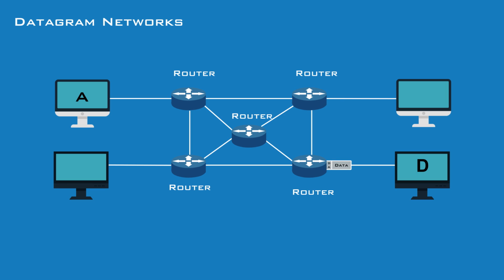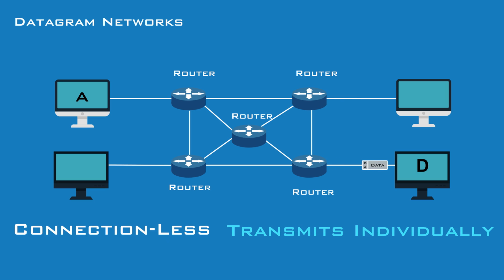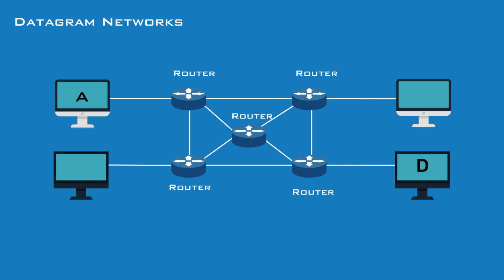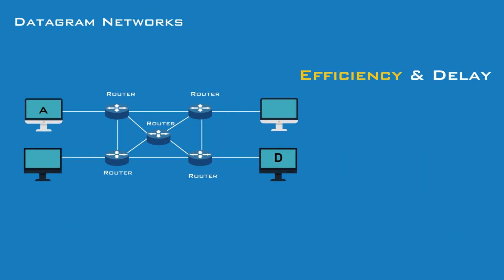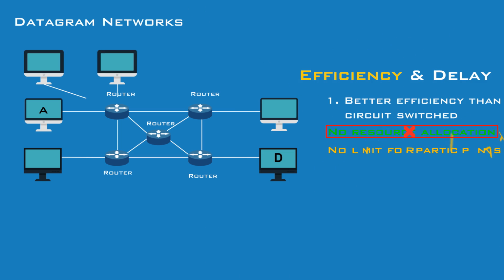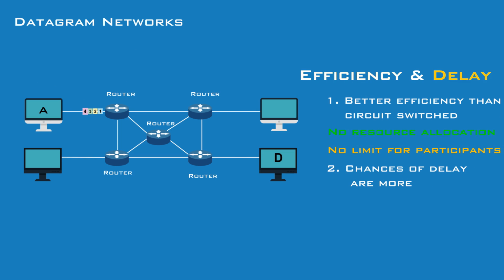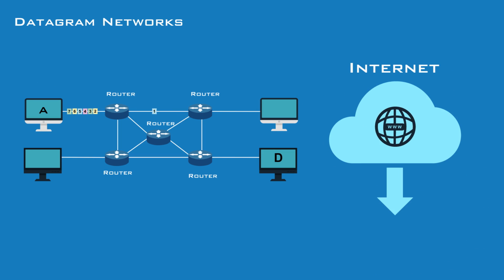We have discussed that datagram networks are connection-less networks, and transmit packets individually. Now let us discuss the efficiency and delay. The efficiency of the datagram network is better than that of the circuit-switched network, because here, no resource allocation is required for the entire duration, and there is no restriction on the number of participants. But there is a chance of delay here, because the datagrams may experience a wait time at the router when there are so many datagrams in a network. The Internet we use today is an example of a datagram network.